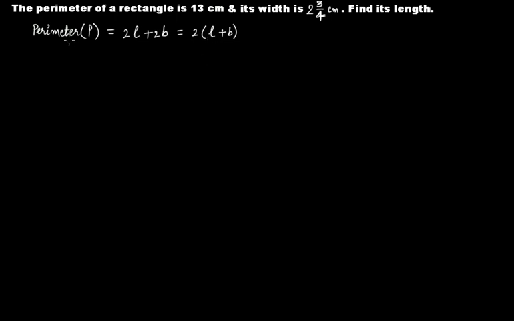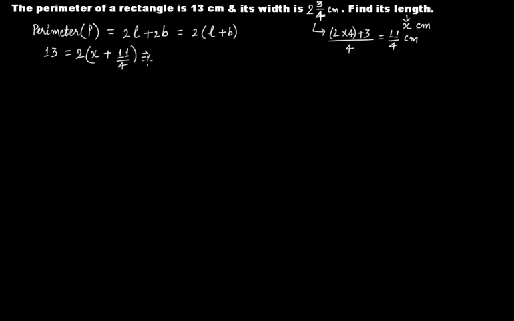Now, P is given, that is 13 centimeters, equal to 2 times, let's assume that length is x centimeters, plus breadth is 2 3/4 centimeters. This 2 3/4 centimeters can be written as 2 times 4 plus 3 by 4, that is equal to 11 by 4 centimeters. So this becomes 11 by 4 centimeters.